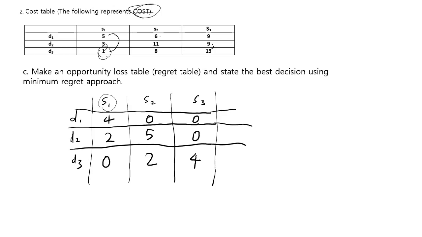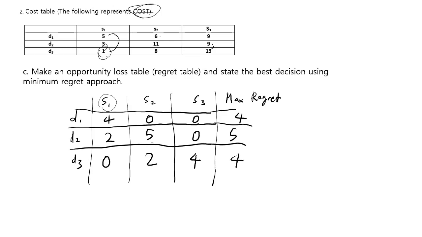Now, once you calculate these regrets, what you do is you write down the maximum regret, meaning you find the maximum regret for each decision. So D1 has the regret of 4. D2 has the max regret of 5. D3 has the maximum regret of 4.